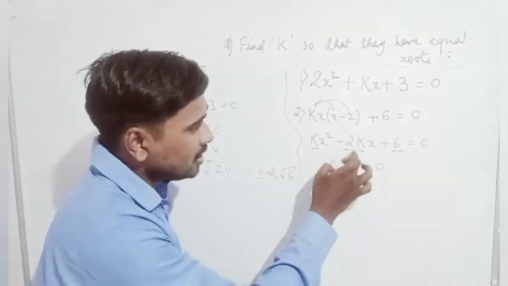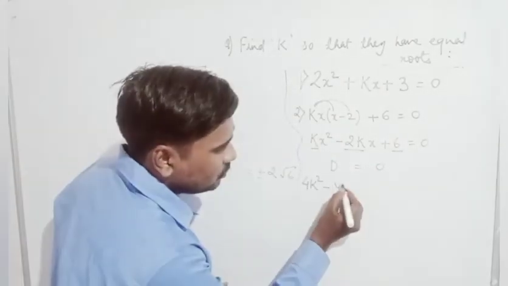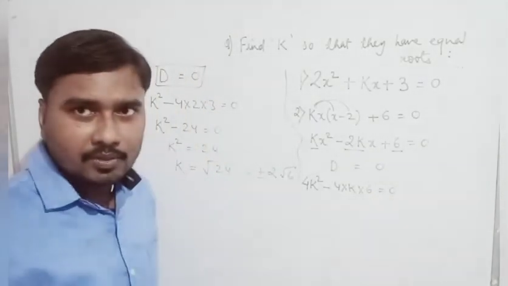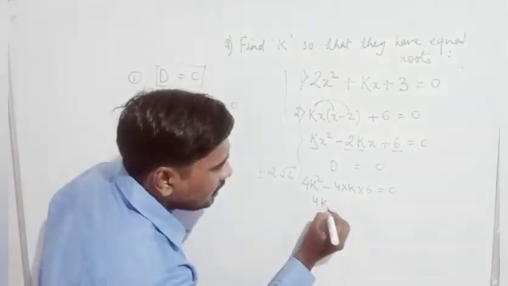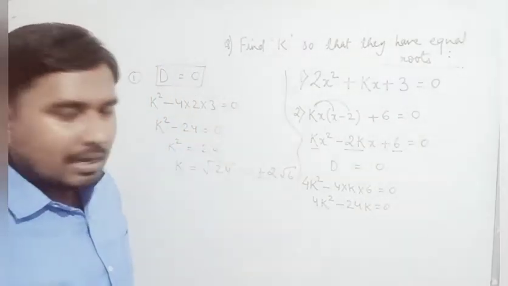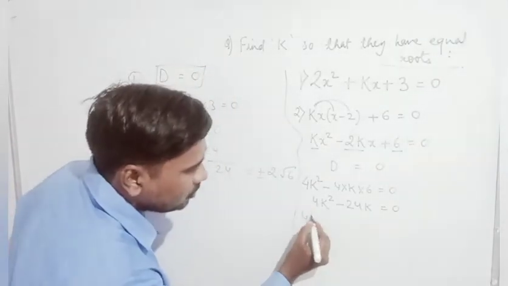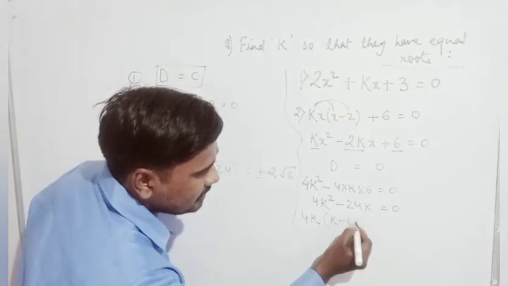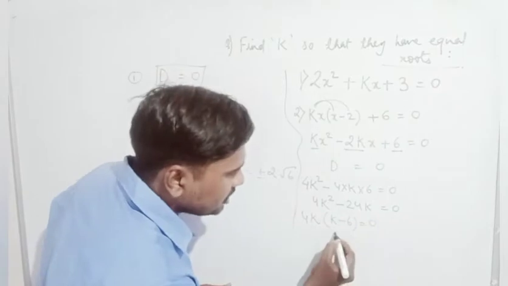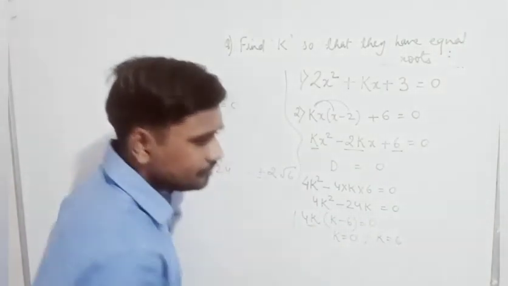What is b? Minus 2k. So it will be 4k square minus 4 into a into c is equal to 0. So 4k square minus 24k equals 0. Now we can take 4k common. So it is 4k(k minus 6) equals 0. So now we are getting two values of k. The first value is 0, when this is equal to 0, and the second value of k is 6.